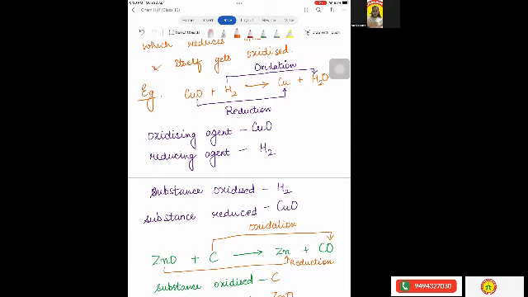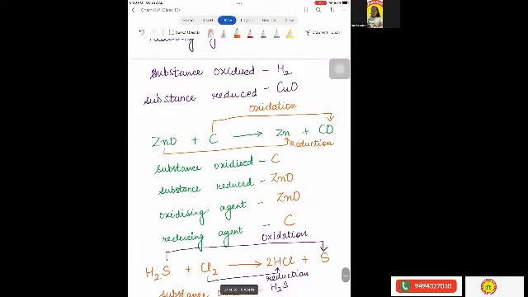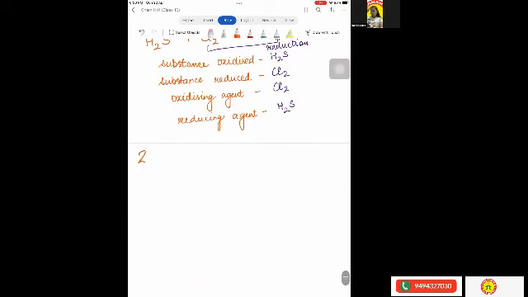Then next we have the effect of oxidation reaction in our everyday life, and it is extremely important. Everyone understand the reactions carefully, write the reactions carefully, practice it today itself, so that when you revise later, you already know all of this. So, effect of oxidation reaction in everyday life.